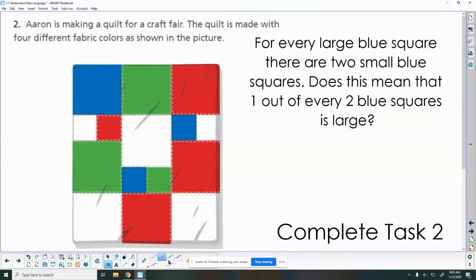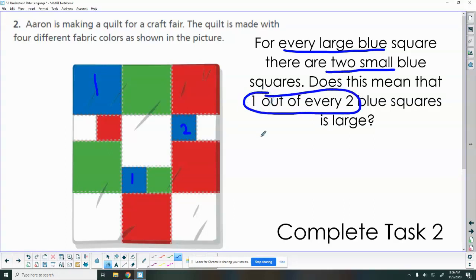Okay, let's look at this problem here. So this says, for every large blue square, there are 2 small blue squares. So I have 1 large and 1, 2 small. So that sounds right. Every time I have 1 large one, there were 2 small ones. Does this mean that 1 out of every 2 blue squares is large? So this is saying if I have 1 big one, then I would also just have 1 small one. 1 out of 2 total is blue.